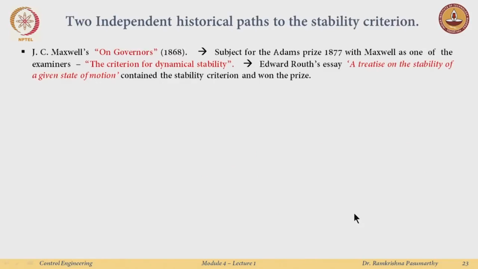So, this analysis by Maxwell led to the subject for the Adams Prize in 1877, with Maxwell being one of the examiners. And the problem which was thrown at mathematicians was to find a general criterion for dynamic stability of systems, right. And then later on Edward Routh, in his essay called A Treatise on the Stability of a Given State of Motion, presented this condition which we learned just now from the Routh table.